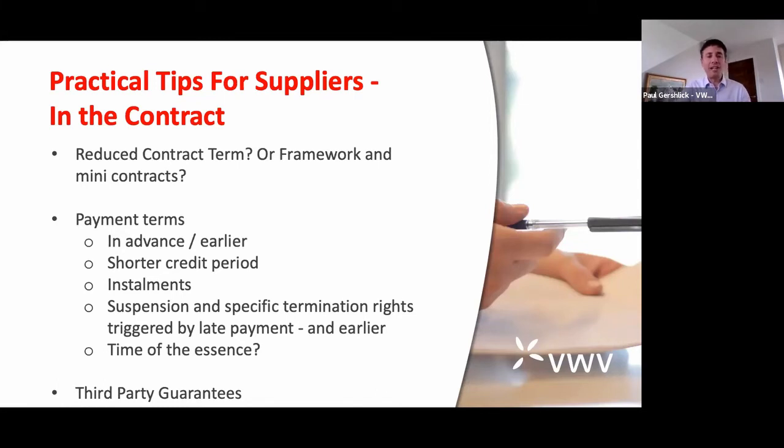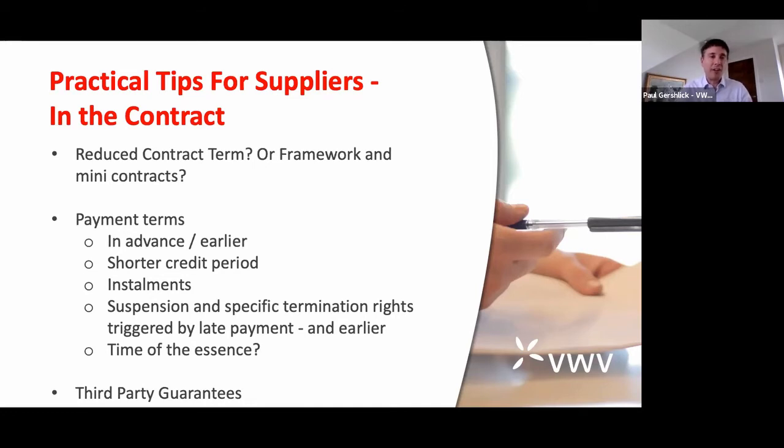And then third-party guarantees. If the guarantee is not linked to the insolvency itself, but an ongoing obligation throughout the lifetime of the contract, think about having additional people who could step behind the customer in the event that the customer doesn't pay. Doesn't have to be triggered by insolvency. So it could be a parent company or someone else, a large owner, for example.